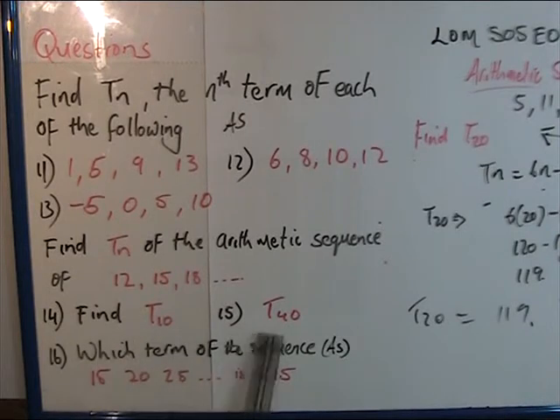Now find T of 10, find T of 40. I've shown you how to do it. Which term of the sequence is 215? The AS, arithmetic sequence. So now you make it equal to 215. You get your original formula and make it equal to that. And I think you have enough there to work on.